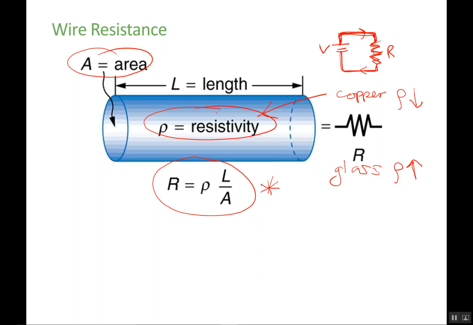All right, this concludes part 1 of this lesson on Ohm's law, and in the next lesson we'll pick it up with looking at electric power and the difference between AC and DC currents and voltages.